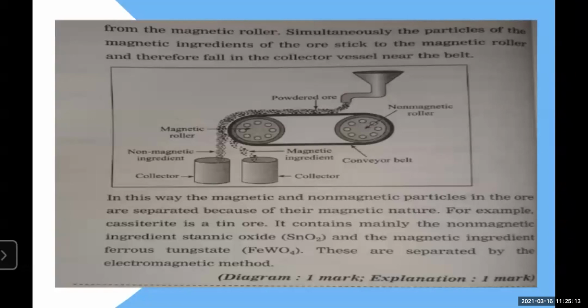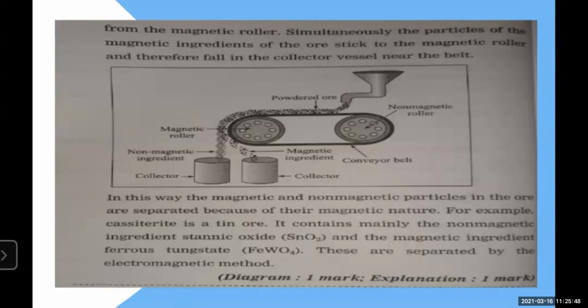So you can see the diagram. It is necessary here to draw the diagram. So 1 marks is for diagram and 1 marks is for explanation. I can understand this is a little bit lengthy explanation, but if you remember, you can write in your own words. You can see there is a starting funnel shape. The powdered ore is poured in that funnel, and you can see the conveyor belt is there, and rollers are there. One is a magnetic roller, the other is a non-magnetic roller.